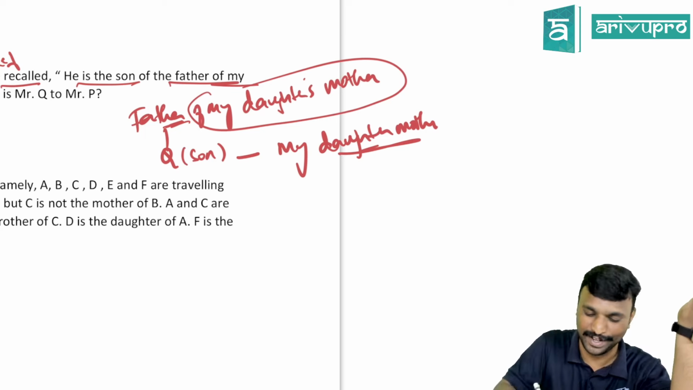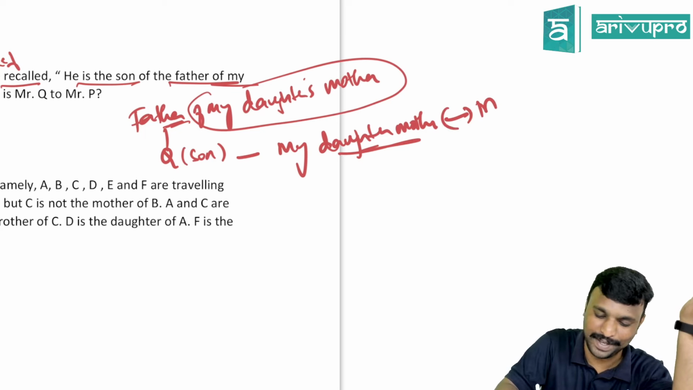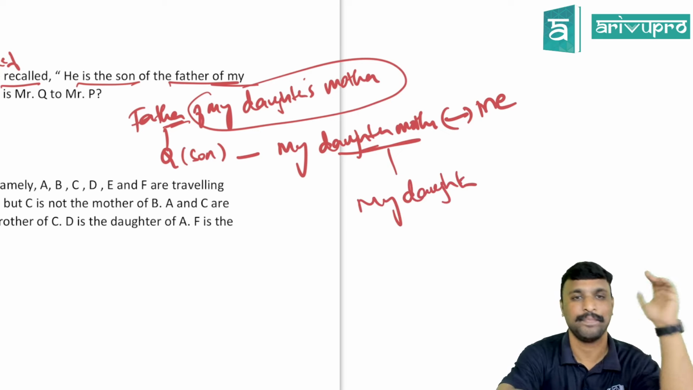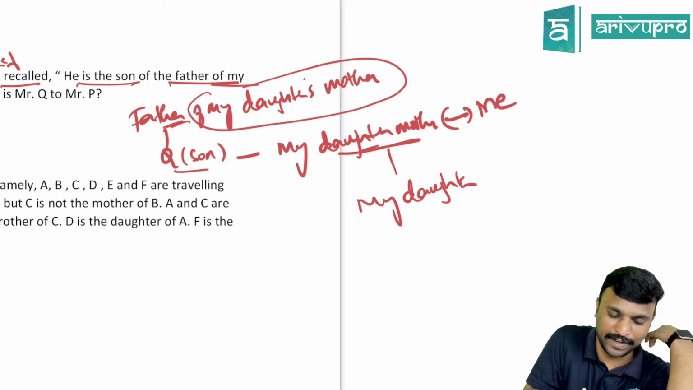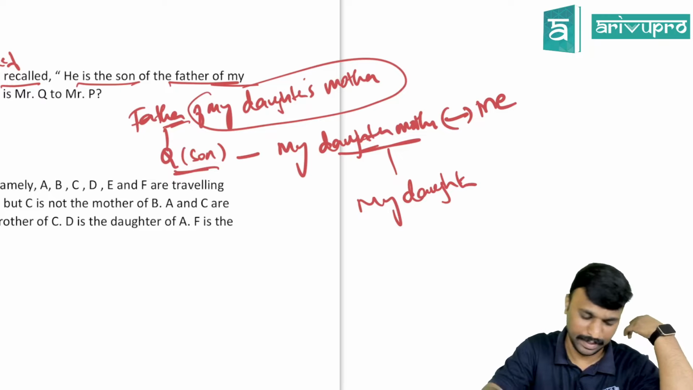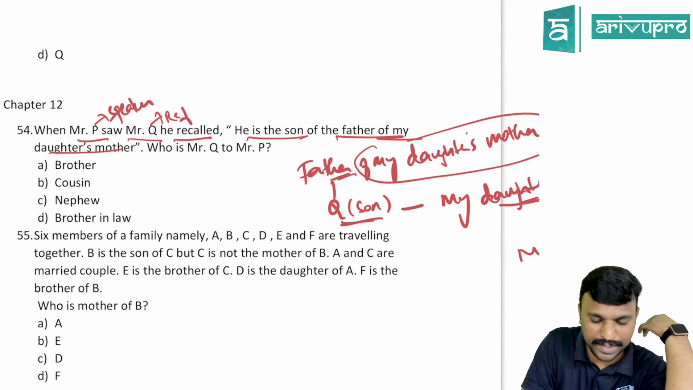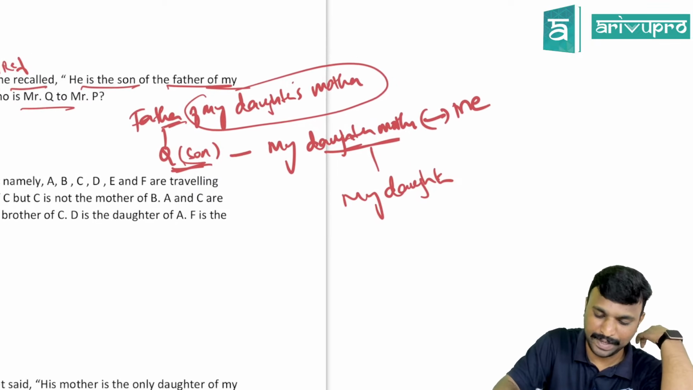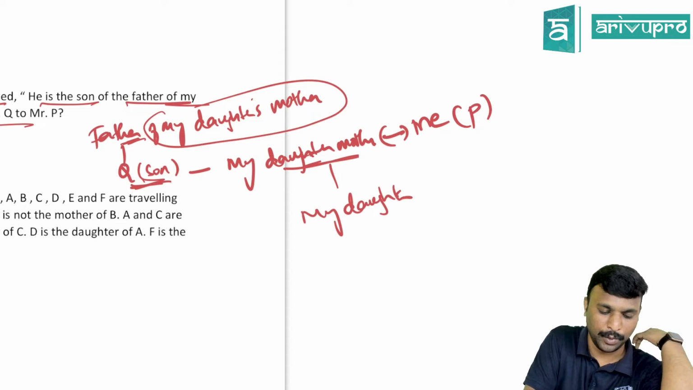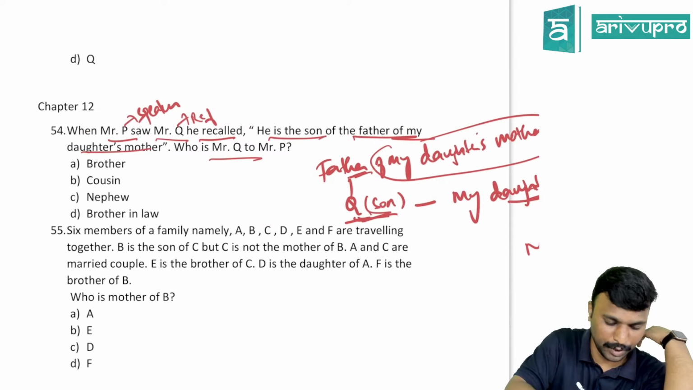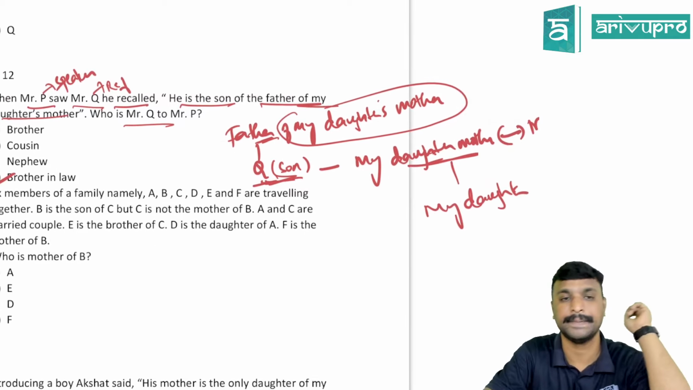is my wife. So where should be me? Me should be here. So my daughter should be here. My daughter's mother is definitely my wife. So this fellow is my wife's brother. The question is what? Who is Mr. Q to Mr. P? So Q is basically, who is me in the question? P. So Q is brother-in-law to P. Option D is the right answer.